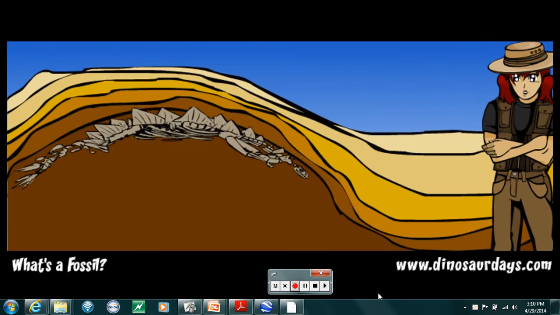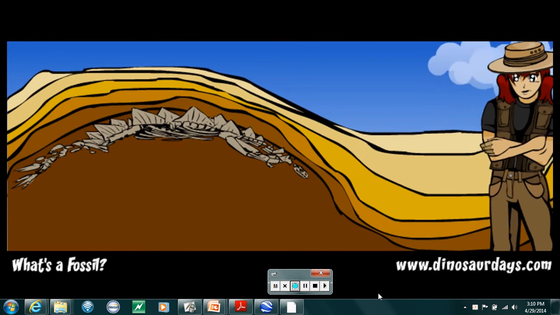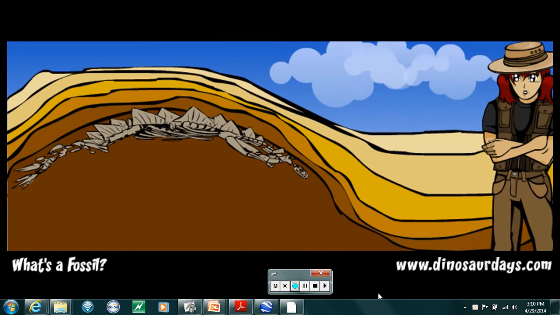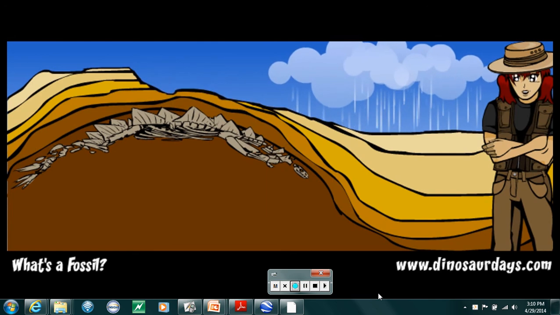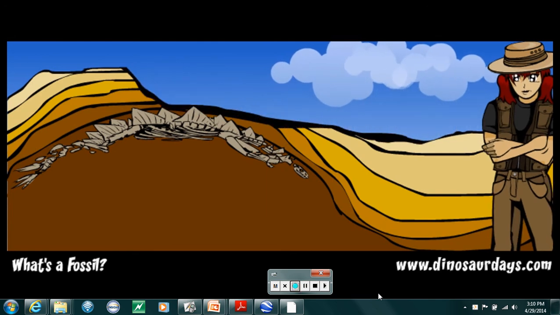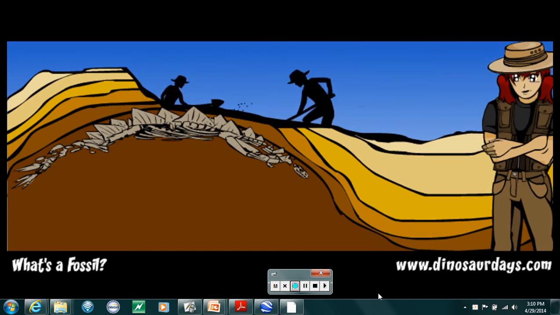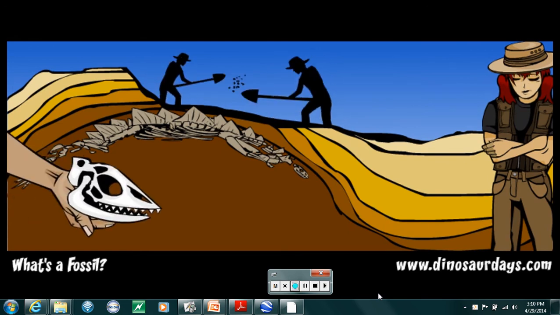Many years later, the rock surrounding the skeleton rises to the Earth's surface. This can happen during an earthquake or as mountains rise naturally. The top layers of rock are worn away by wind and rain. Slowly, wind and rain show the fossils to the outside world. Not all fossils rise to the surface. Many times they remain under layers and layers of rock, and paleontologists have to dig a long time to find them.